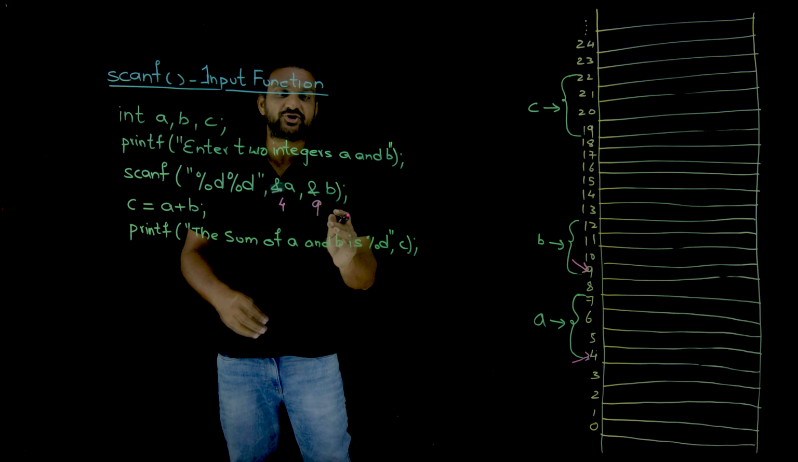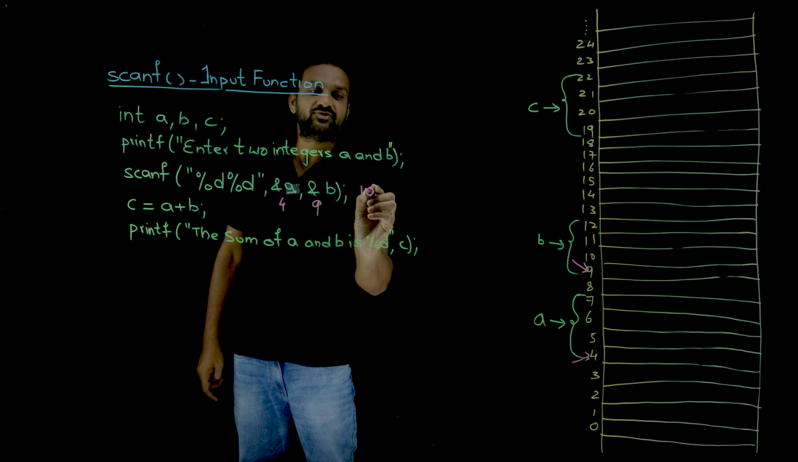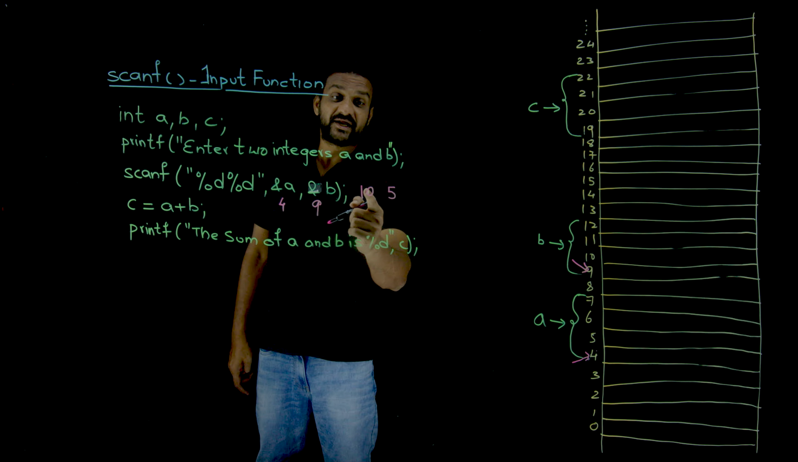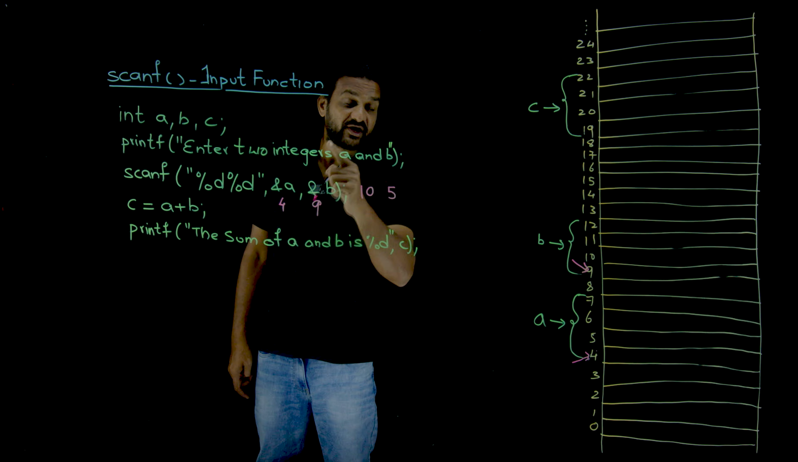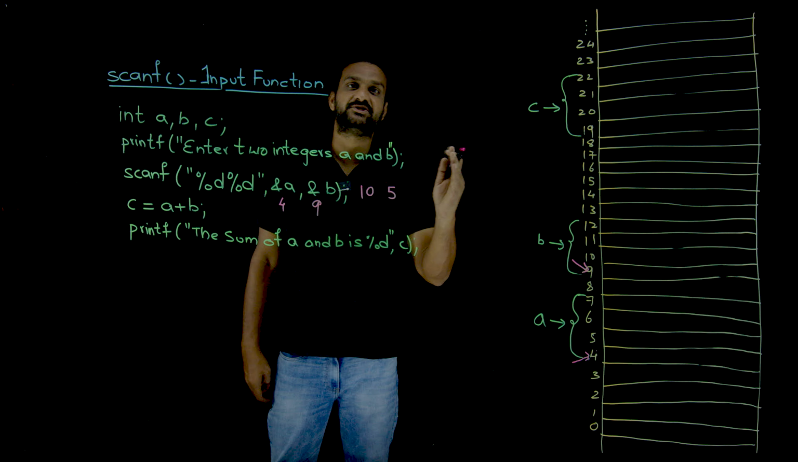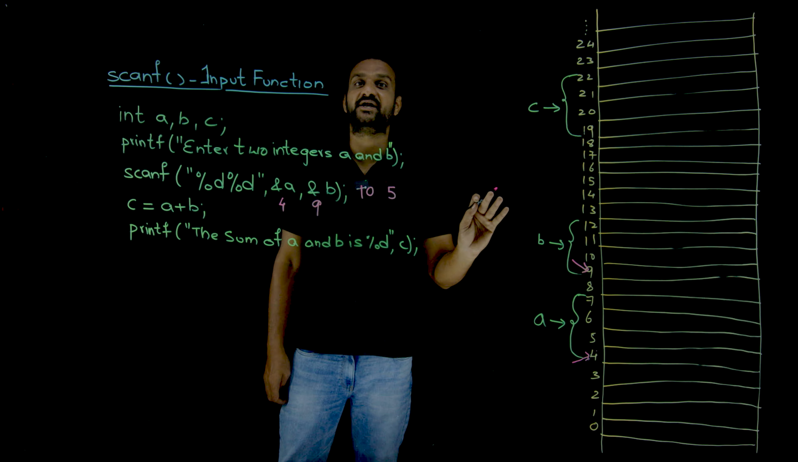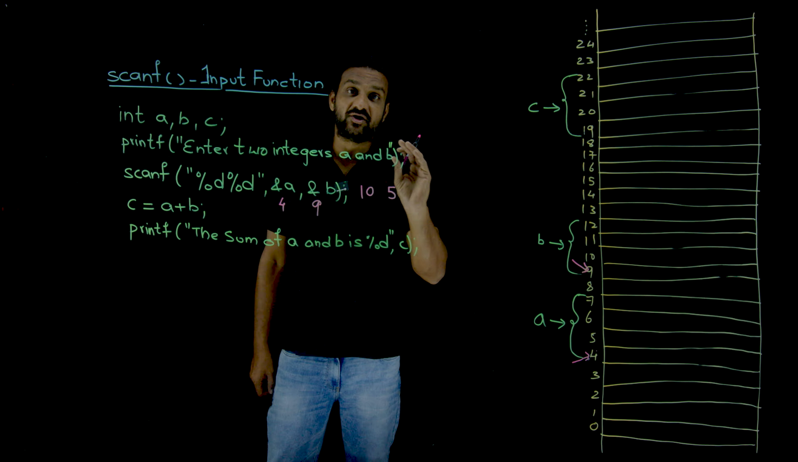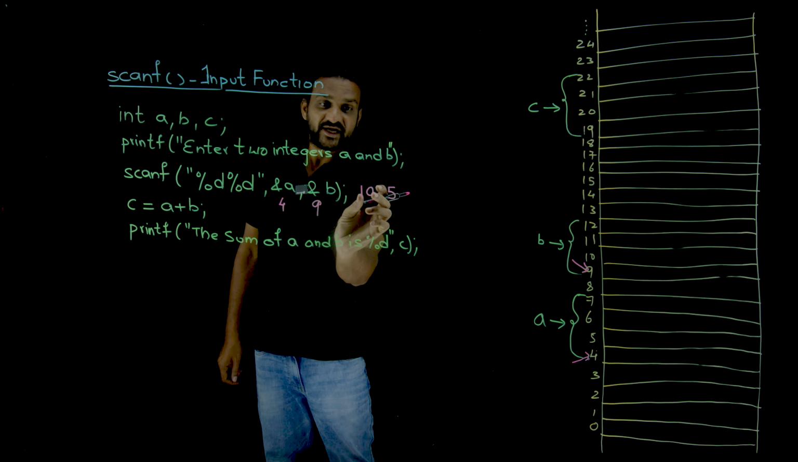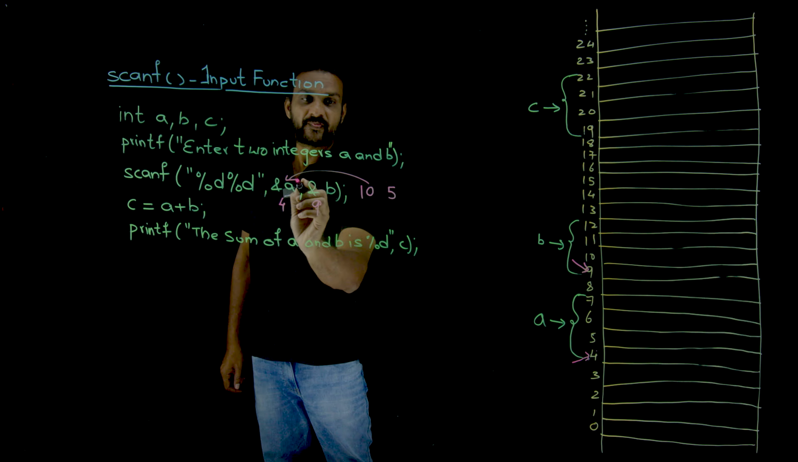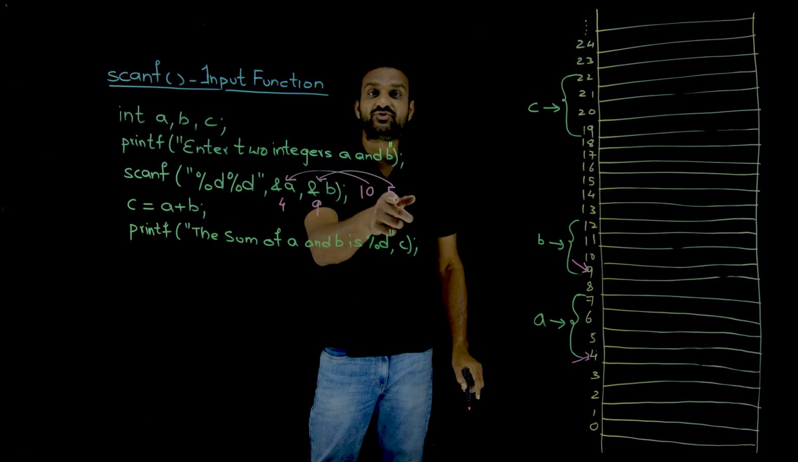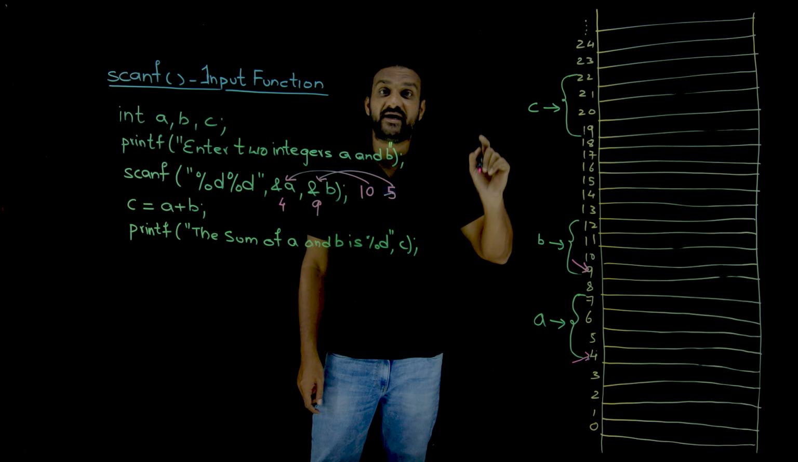Now let's assume that the user has given a value 10 and a value 5. How is the compiler going to differentiate the value of one variable from another? It is by using space. One single space, multiple spaces, or enter does not make any difference. The compiler will consider all those spaces as one single space. So 10 will be assigned to A and 5 will be assigned to B. After giving these 2 inputs, the user has to press enter.